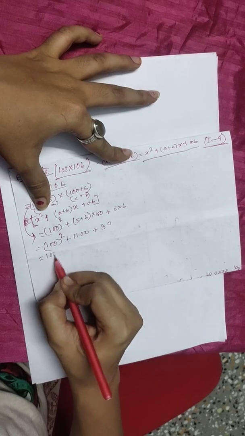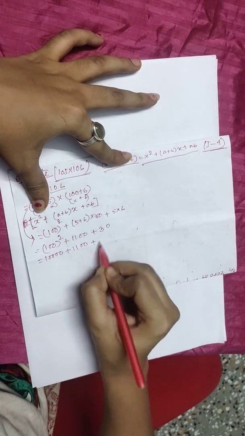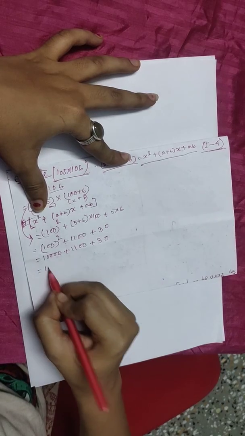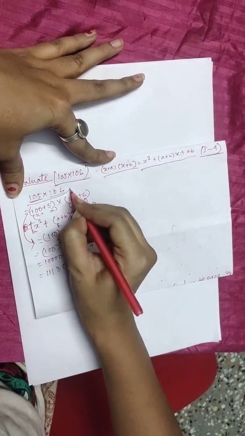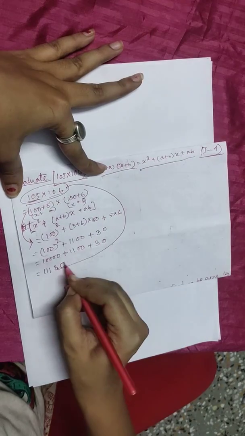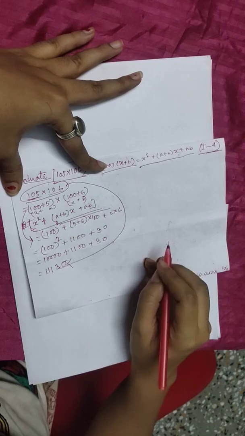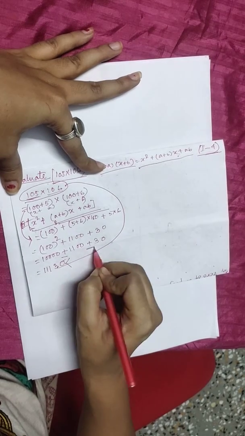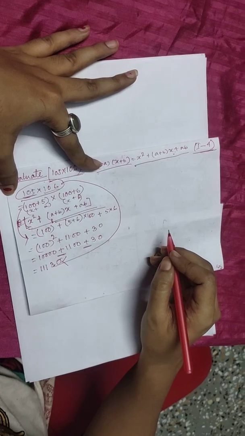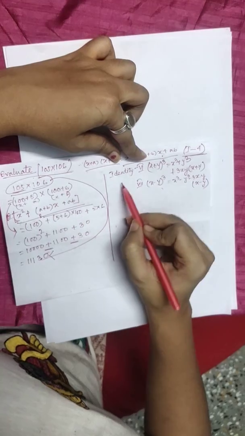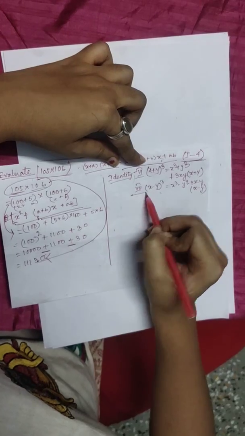So here you will get 10,000 plus 1100 plus 30. It will give you 11130. So you get the value of this without multiplying by using identity 4. Here sign is very important for algebraic expression. Always remember that, right? Now we will discuss two more identities, identity 6 and identity 7.